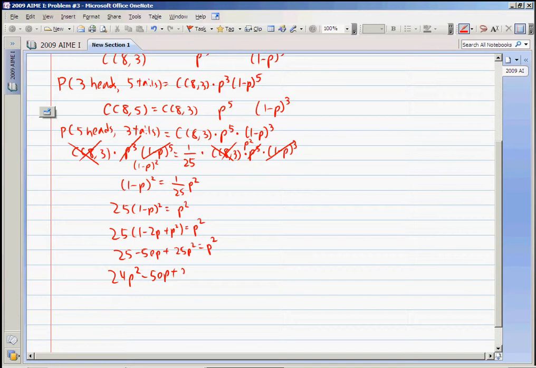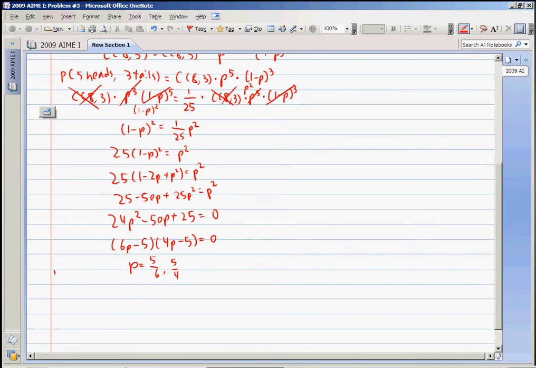Solving this quadratic for p, we can factor. And that gives us 6p minus 5 times 4p minus 5 equal to 0. Solving for that gives us p equal to 5/6 or 5/4. Since p is the value of a probability, it must be less than 1. So we cannot have p equal to 5 over 4. And that leaves us with p equal to 5/6.